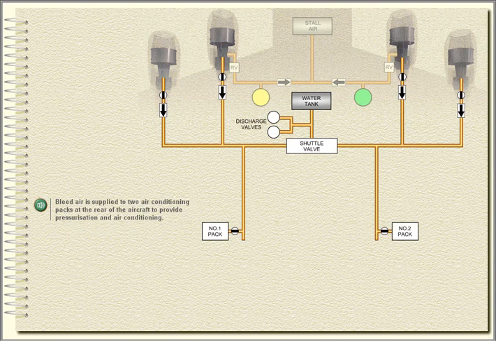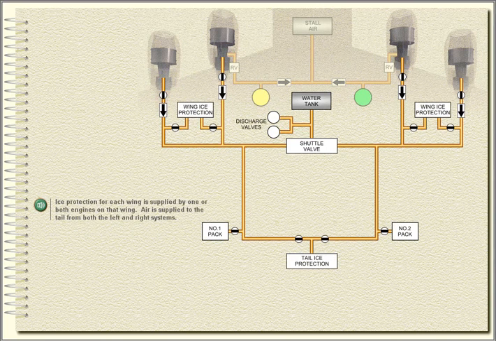Bleed air is supplied to 2 air conditioning packs at the rear of the aircraft to provide pressurization and air conditioning. Ice protection for each wing is supplied by one or both engines on that wing. Air is supplied to the tail from both the left and right systems. The left system is used to provide air pressure for the flushing of the toilets.